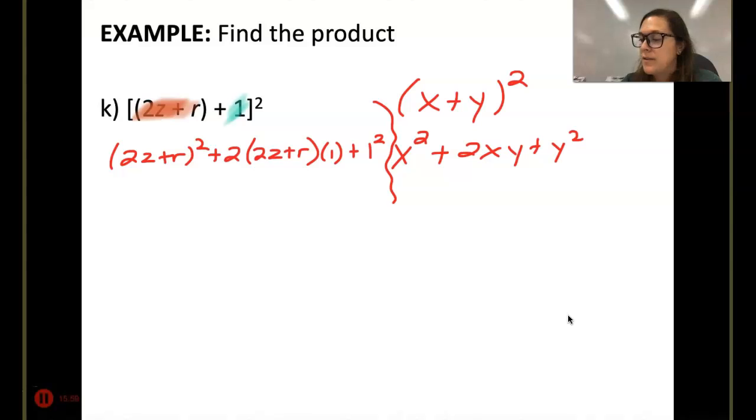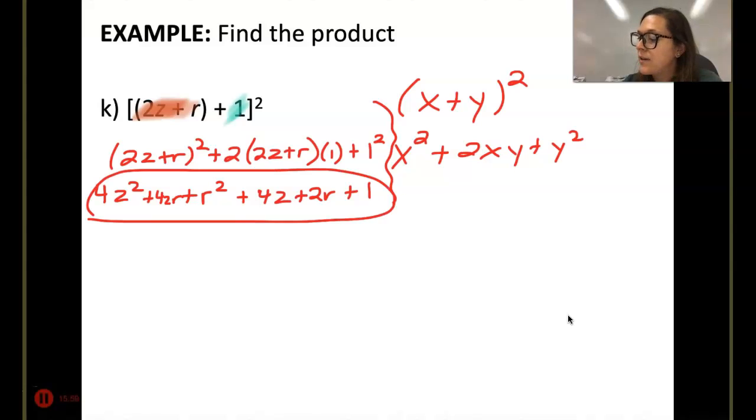Separate that. So now let's multiply and square that. So squaring the first gets me 4z squared. Squaring the last, r squared. Multiplying everything together, 2z times r is 2zr times 2 is 4zr. Distributing through here gets me 4z plus 2r, and then 1 squared is 1. And then just leave it like that. Again, you could technically rewrite this twice and distribute everything through like we did in the last one, but it's going to be a lot more work.